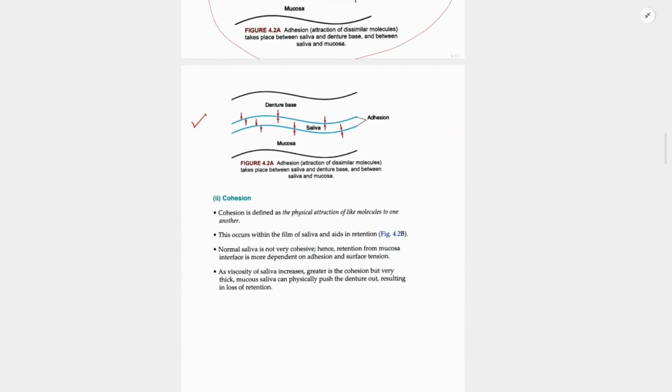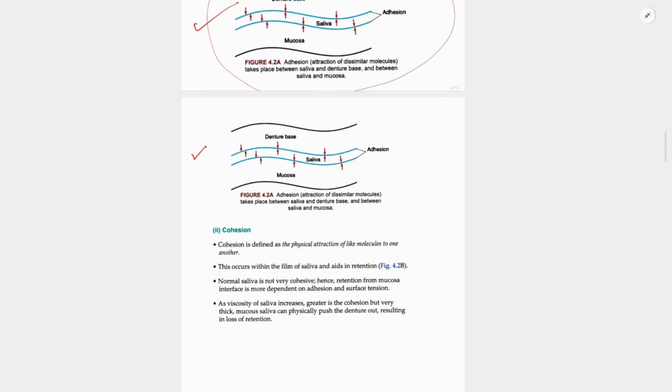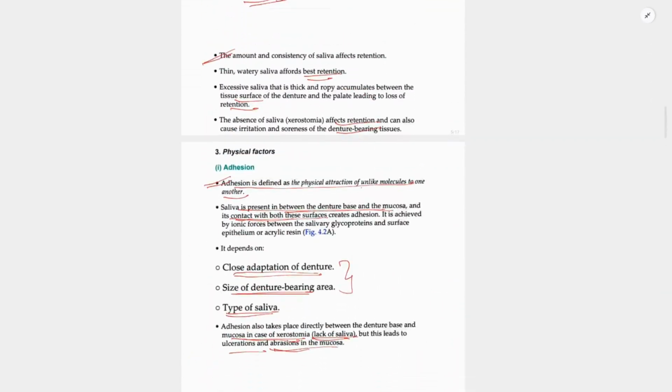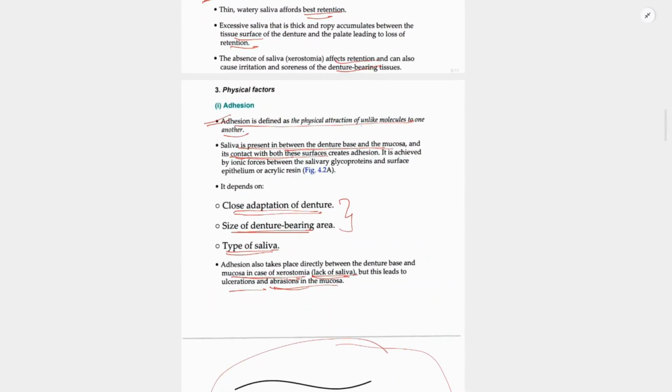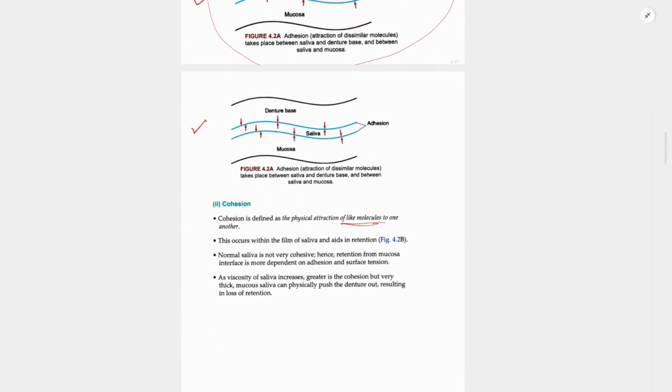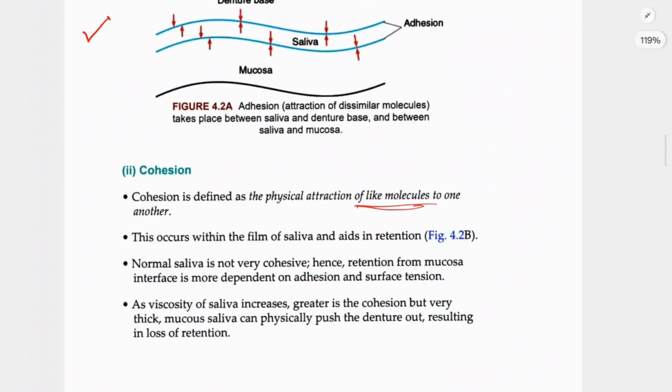Next we move on to cohesion. So cohesion is defined as a physical attraction of like molecules to one another. Adhesion is physical attraction of unlike molecules. Cohesion is the physical attraction of like molecules to one another. This occurs with the film of saliva and it aids in retention. Again, in adhesion and cohesion, the important keyword is saliva.